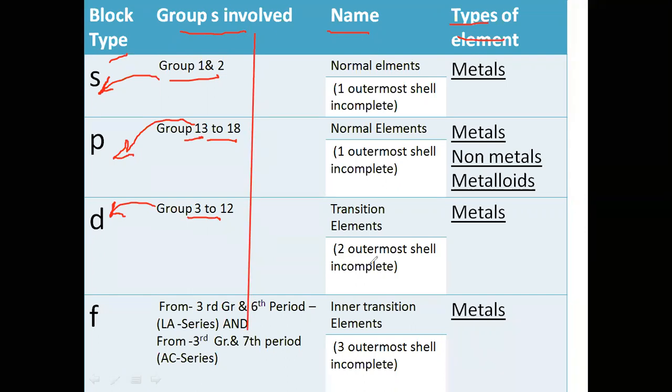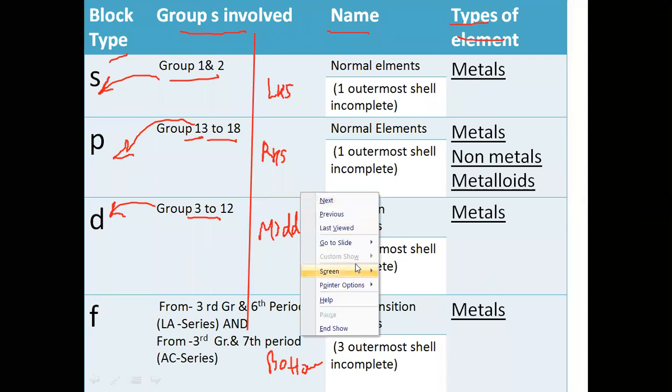What you can write here is S block is present at the left hand side of the modern periodic table. P block is present at what? Right hand side of the periodic table. Whereas D block is at what? Middle of the modern periodic table. And the F block is present at the bottom of the periodic table. So now, before going to the names, let's understand where they are in the periodic table.